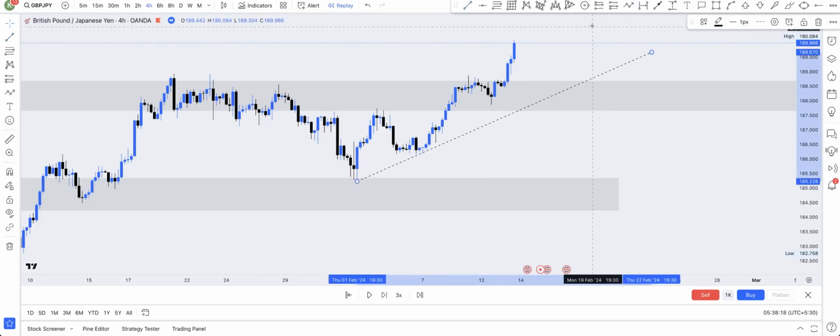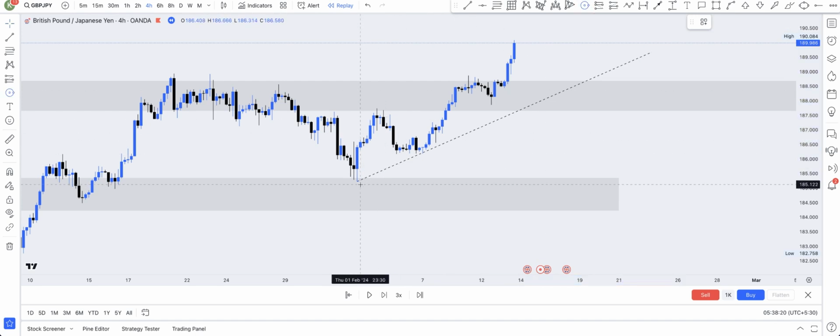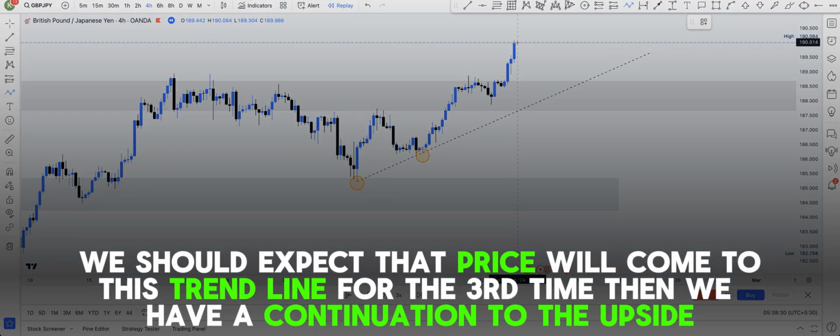So we have our first touch of the trend line here. We also have our second touch on the trend line here, and we also have our third touch. So the third one, price, we should expect that price will come to this trend line for the third time, and we have a continuation to the upside.